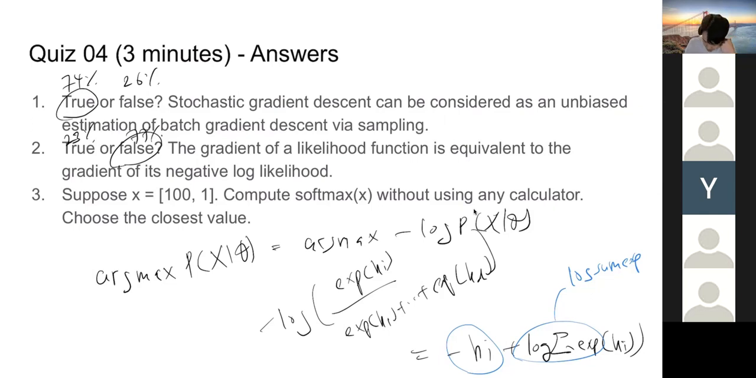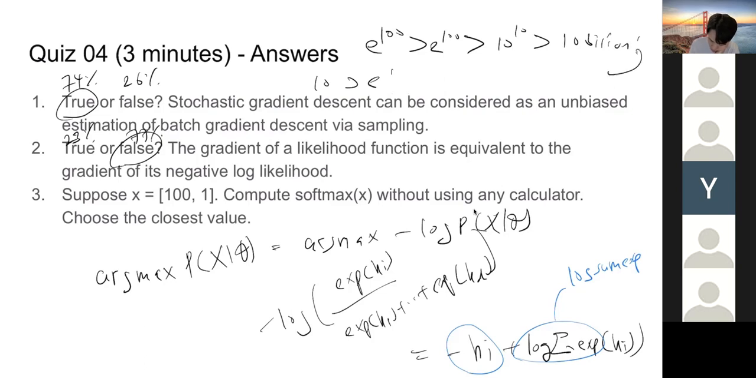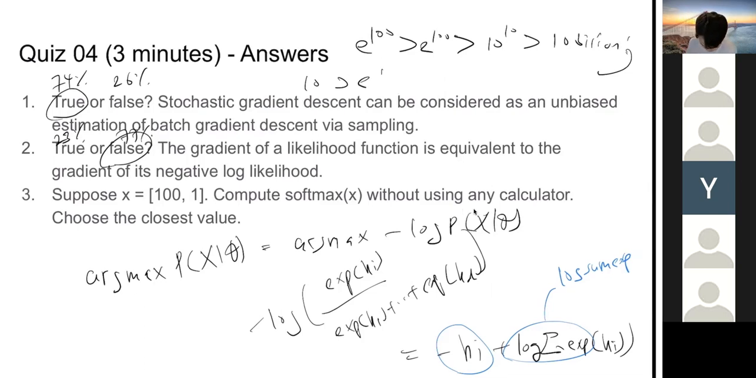e to the power of 100. If you try to estimate this, there are several ways, right? This is bigger than 2 to the power of 100, because e is bigger than 2. And 2 to the power of 100 is bigger than 10 to the power of 10, because 2 to the power of 10 is 1024, which is bigger than 10. So this is really large, basically 10 billion, right? Whereas e to the power of 1 is definitely smaller than 10. So the difference between these two is like a billion times. So it's definitely closer to 1.0 than 0.999.